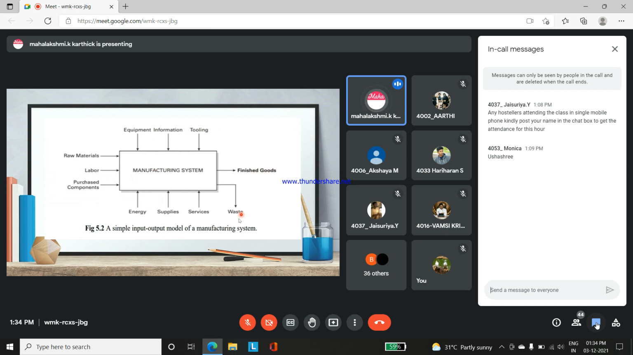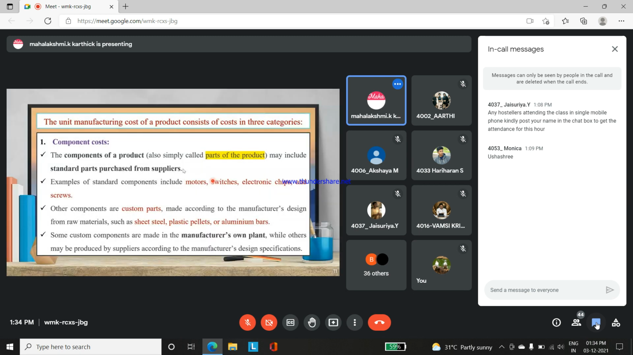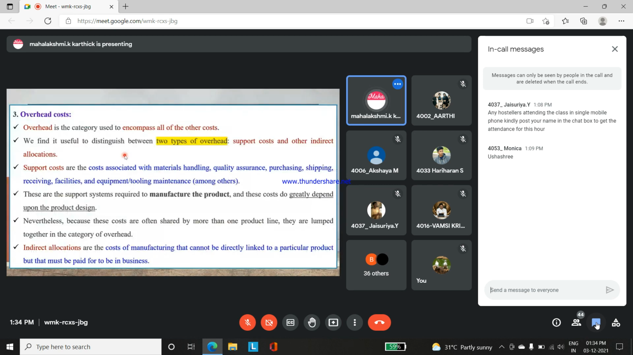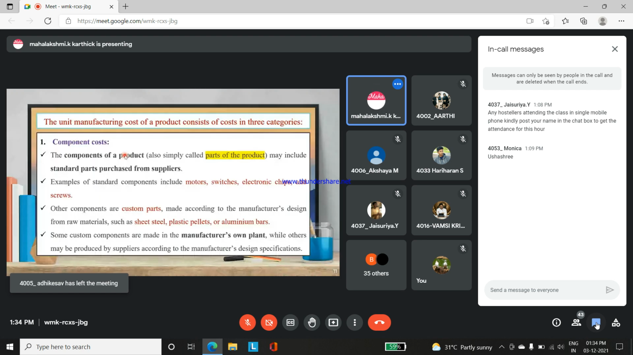At last you get final goods and wastage. Before listing all the manufacturing costs, first you have to find the unit manufacturing cost on the basis of 3 criteria: component cost, assembly cost and overhead cost. Very simple only. In the product you are making, parts are needed. Parts are also called components, parts of the products. It includes standard parts purchased from suppliers. There are some vendor suppliers who provide parts to the companies to build the products.